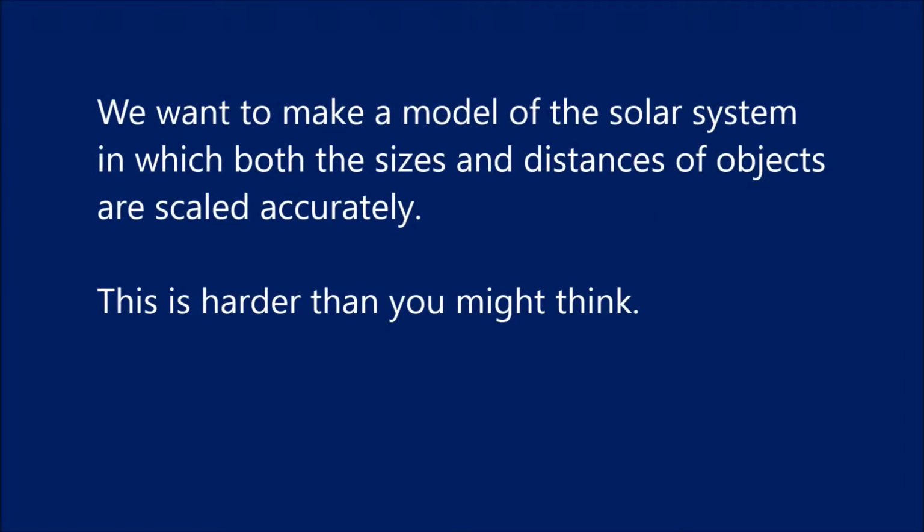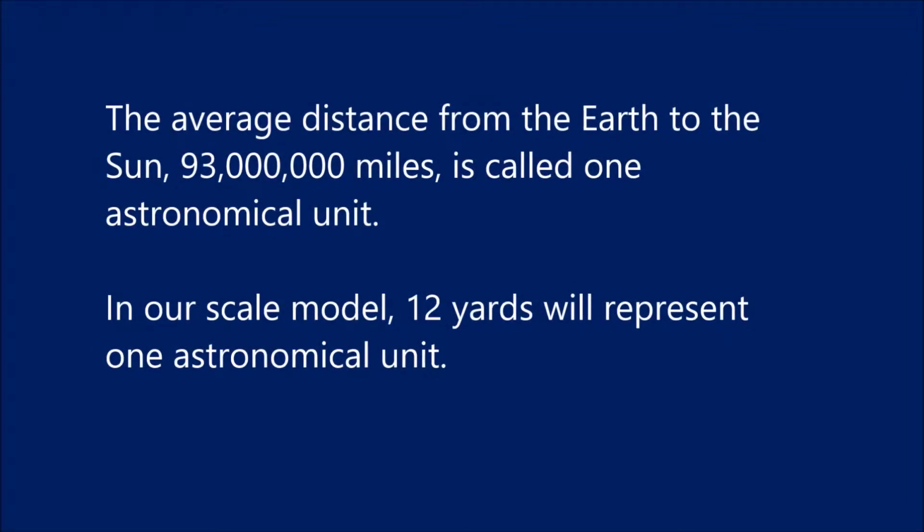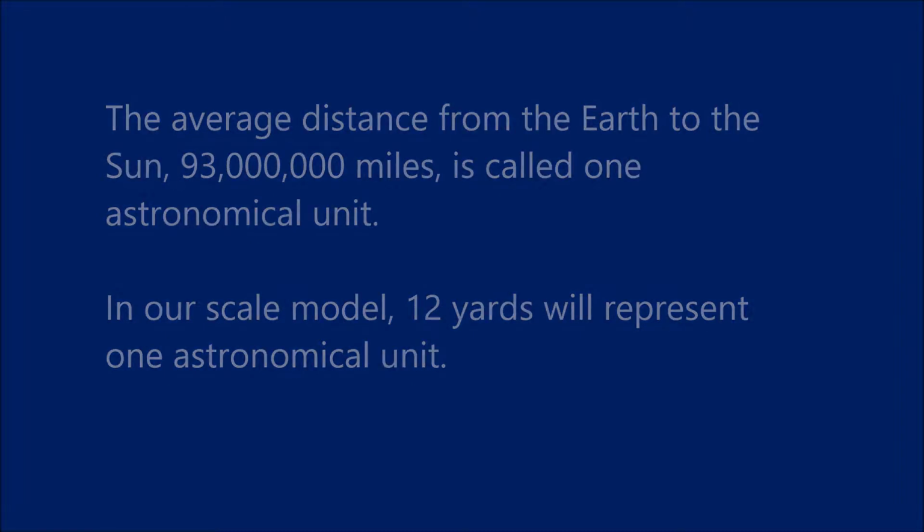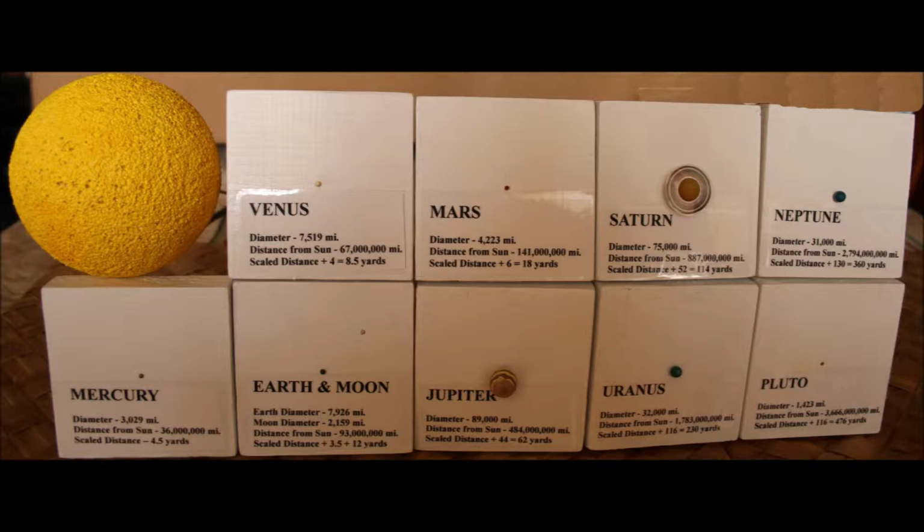We want to make a model of the solar system in which both the sizes and distances of objects are scaled accurately. This is harder than you might think. The average distance from the Earth to the Sun, 93 million miles, is called 1 astronomical unit. In our scale model, 12 yards will represent 1 astronomical unit. On this scale, the Sun is a ball slightly more than 4 inches in diameter. The largest planets are less than an inch in diameter, and the smaller planets are less than a millimeter.